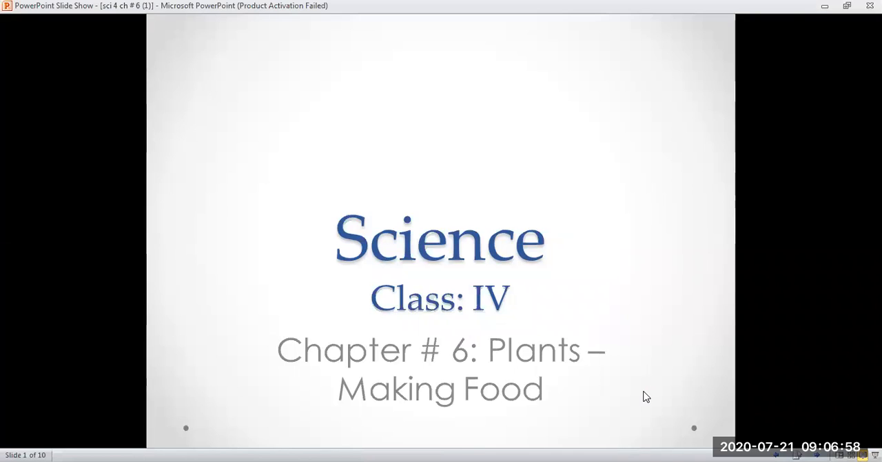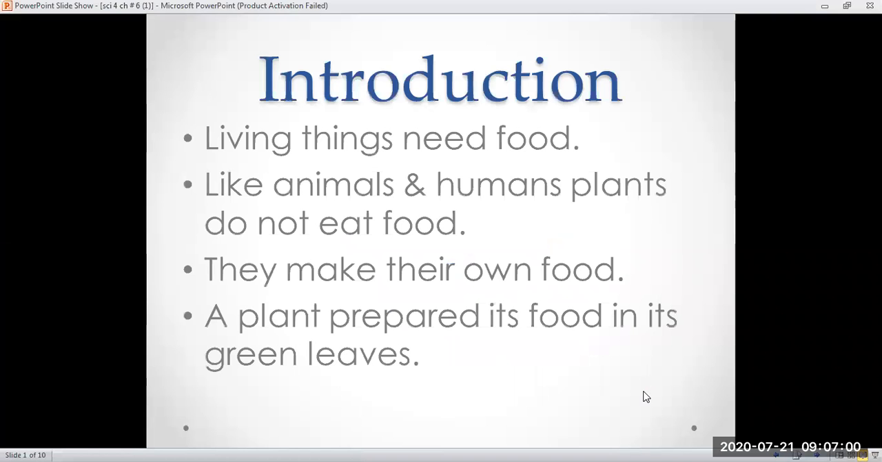As you all know from class 4, plants are living things and they need food. Human beings and animals also need food, but they do not make their own food like plants. Like human beings and animals, we all eat food. Plants do not eat food, they make their own food.